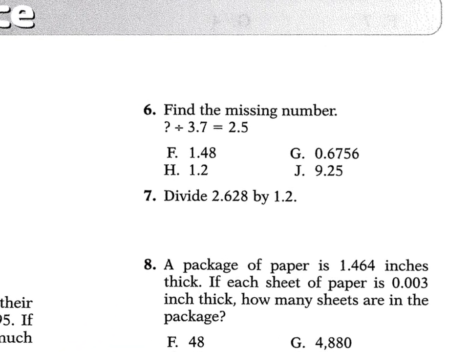For 6, we are finding the missing number. We have something divided by 3.7 is 2.5. So inverse operations, opposite operations, instead of dividing these, we're going to multiply them. So I'm going to do 2.5 times 3.7. The 7 times 5 gives us 35. The 7 times 2 is 14, plus 3 is 17.